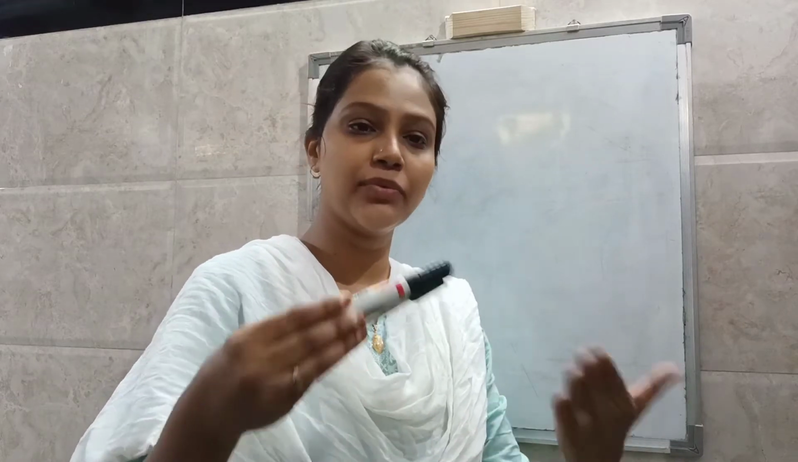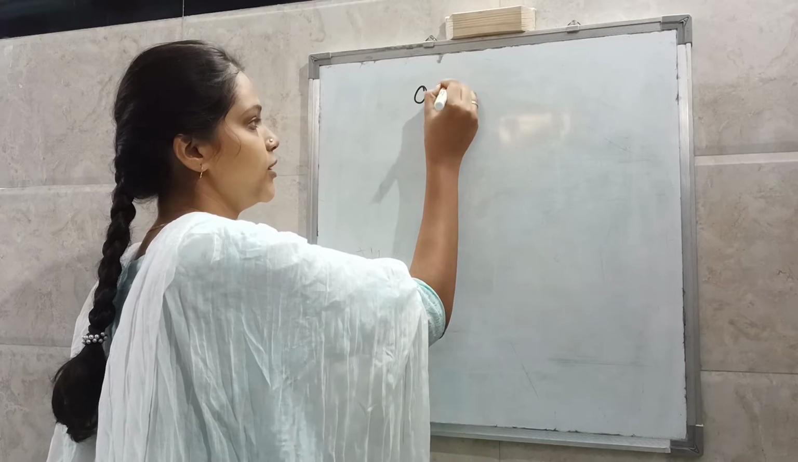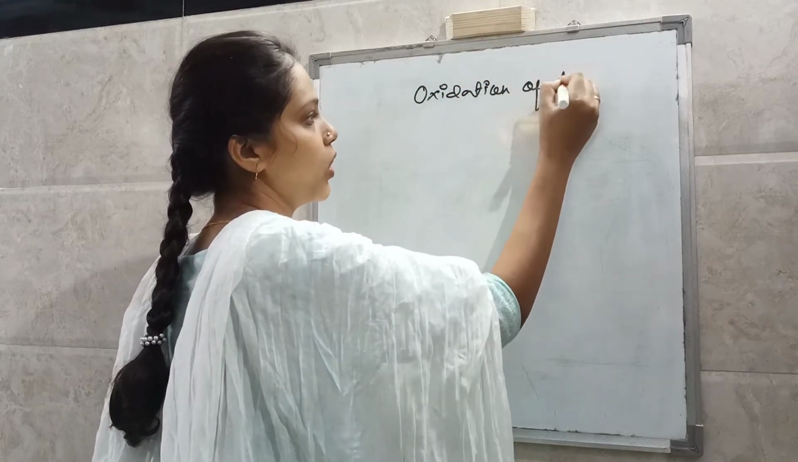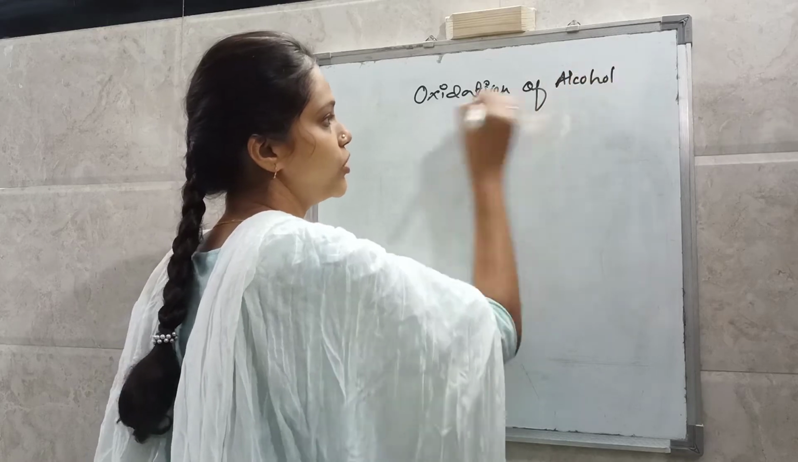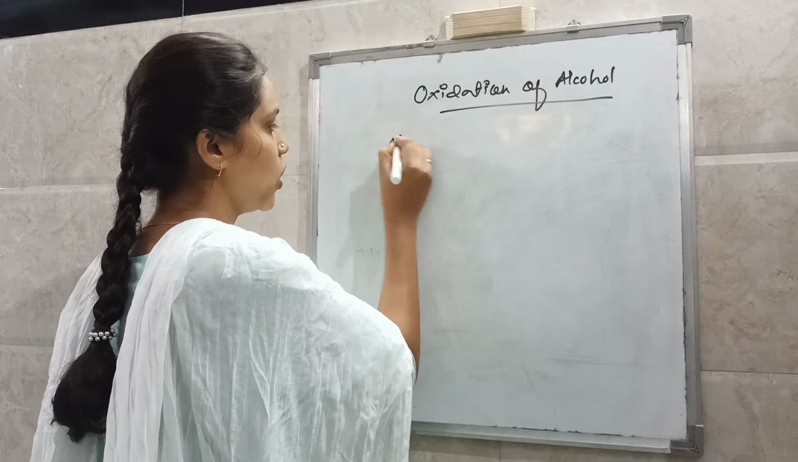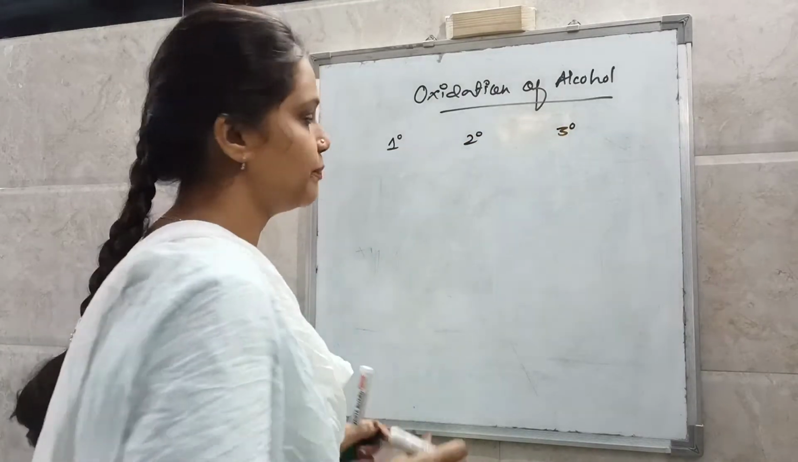First of all, you have to understand the types of alcohol, how they will oxidize, and what product you will get after oxidation. So our topic is oxidation of alcohol. There are three kinds of alcohol: primary alcohol, secondary alcohol and 3-degree alcohol, that is tertiary alcohol.